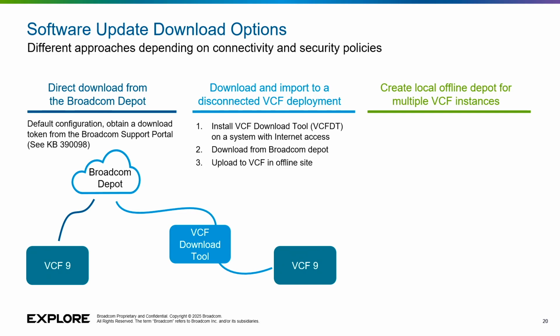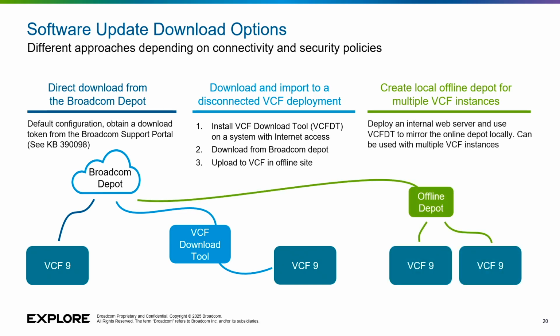If you have multiple locations or multiple VCF instances that are offline, additionally, you can deploy an internal web server and use the VCF download tool to mirror the online depot locally. And that way you can use a single internal web server as the source for downloading for your multiple VCF instances.